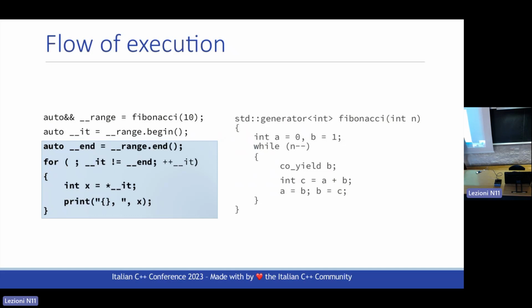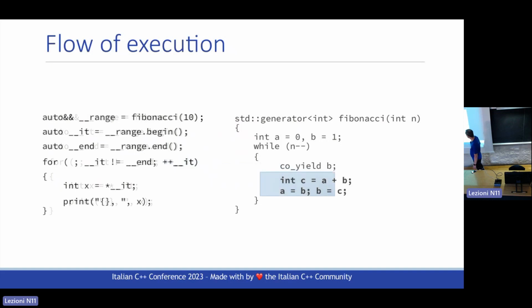The dereference operation accesses b from that context. So this moves the value to the caller. Then we print the value, and then we increment the iterator. The increment of the iterator suspends the caller again and resumes the generator from the suspension point, which executes this, computes the next Fibonacci number, and then loops, reaches the yield again, and goes back to the caller, and so on.